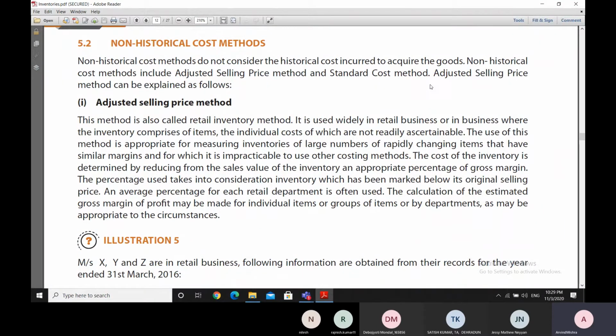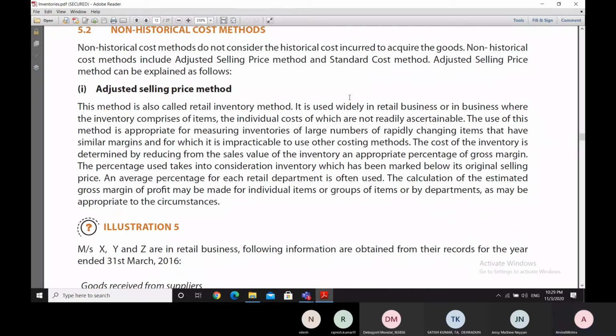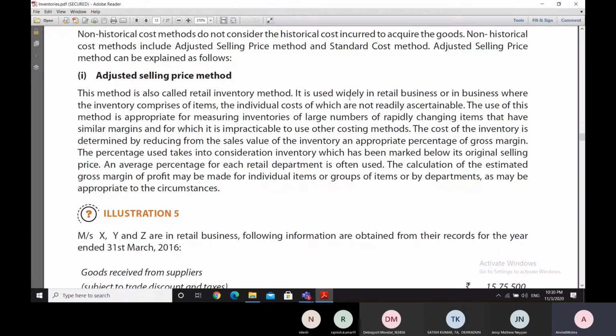So let us first understand the adjusted selling price method. The adjusted selling price method is also called the retail inventory method. It is used widely in the retail business or in those businesses where the inventory comprises items whose individual costs are readily ascertainable. We know how much every item has cost in the retail business.